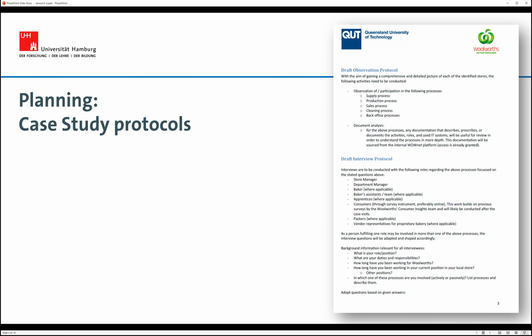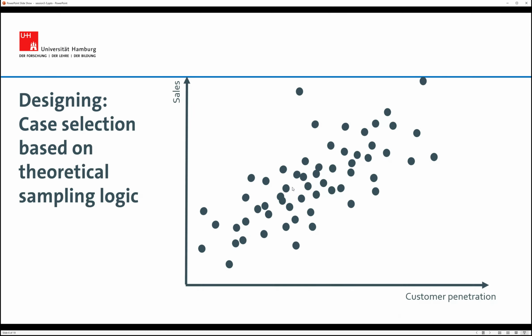Here's an example of a protocol that we developed in drafts. So we had protocols for observational parts. For example, we took note which process we wanted to observe, which document we wanted to analyze. We also drafted interview protocols where we planned which roles in the organization we wanted to talk to, which questions we wanted to ask, and so forth. And you can see here, this was a planning protocol that we developed together with Woolworths, which is a retail company. That was our case study partner.